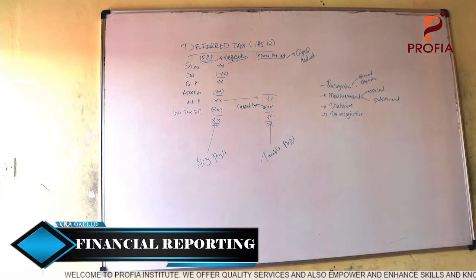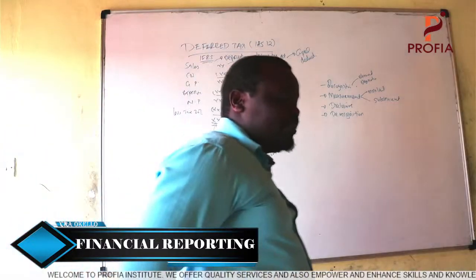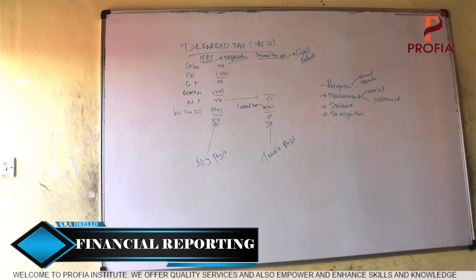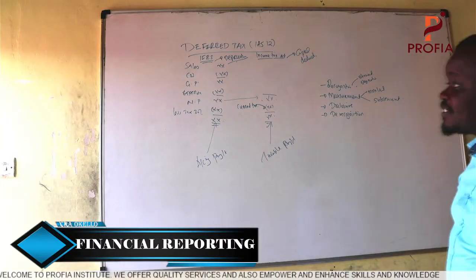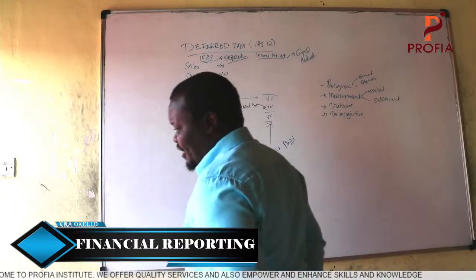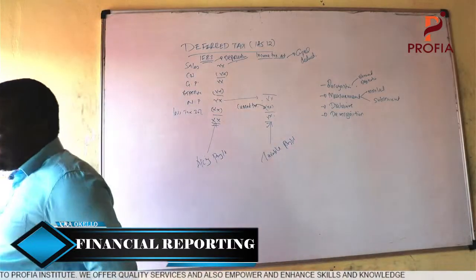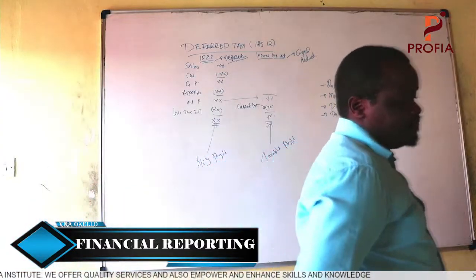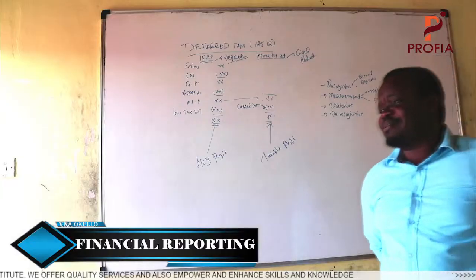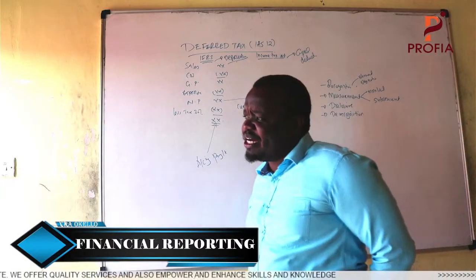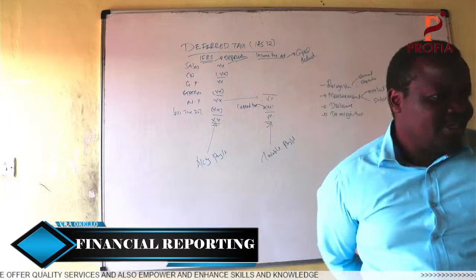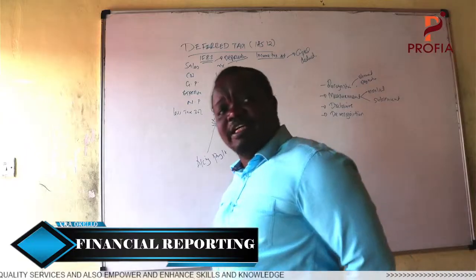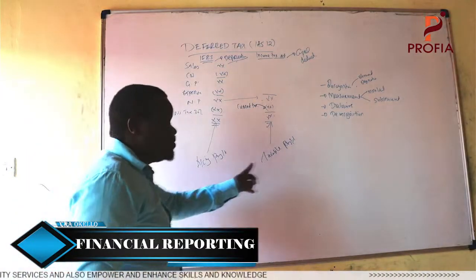Don't worry about the big terms, we're going to explain them. Taxable temporary differences and deductible temporary differences. So there are three new terms: deductible, then temporary, then differences. And temporary means there is permanent, isn't it? And then there is the word differences. Differences we can already see there is a difference.